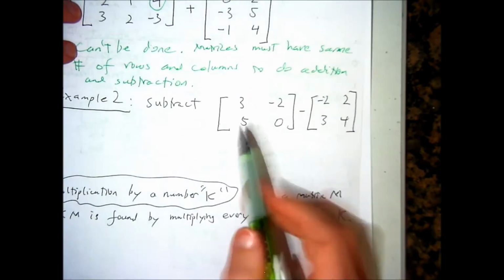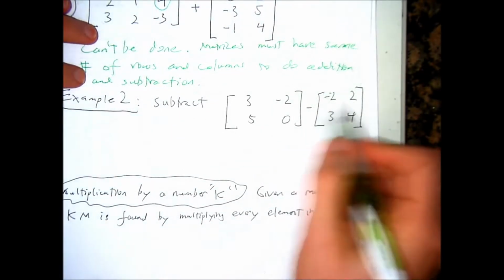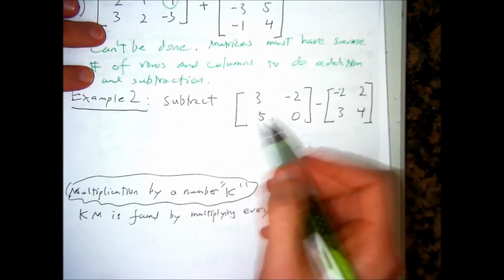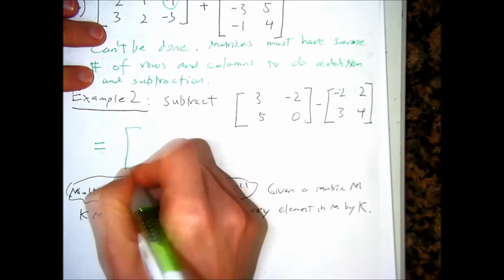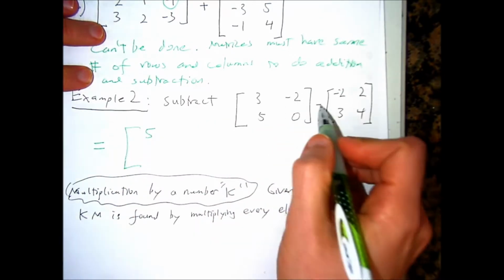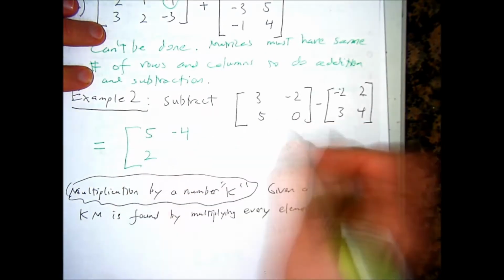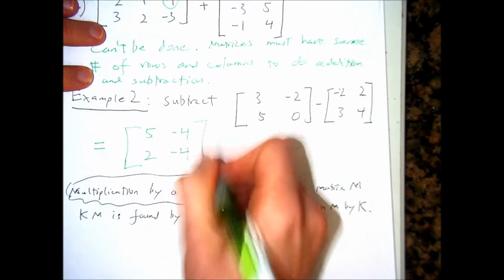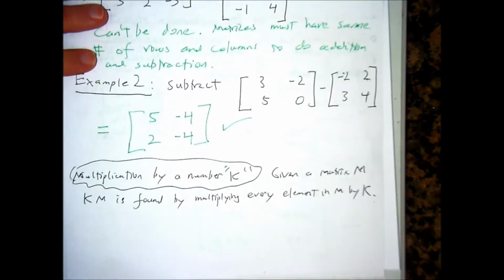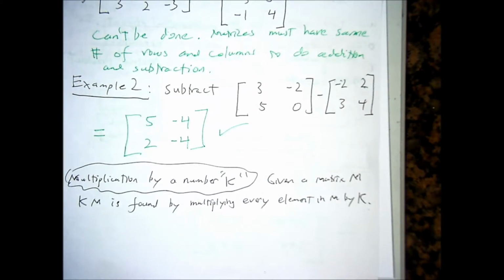Example 2, we want to subtract these two matrices. This is really the same thing as addition, except now there's a negative in front, so you just have to distribute that to everything. So now you would say 3 minus negative 2 is going to be 5. Negative 2 minus 2 is going to be negative 4. 5 minus 3 is 2. 0 minus 4 is negative 4. Done. So that's matrix addition and subtraction. Different than just adding numbers together, but not really super complicated.